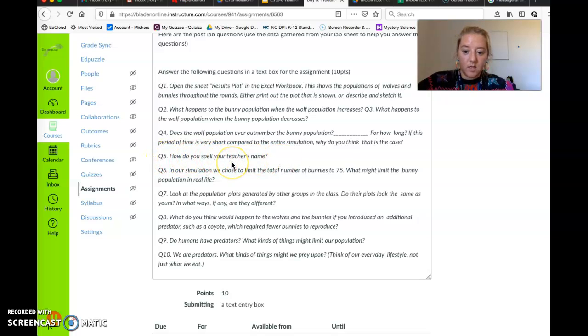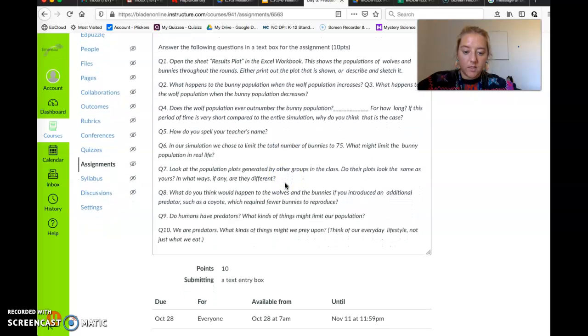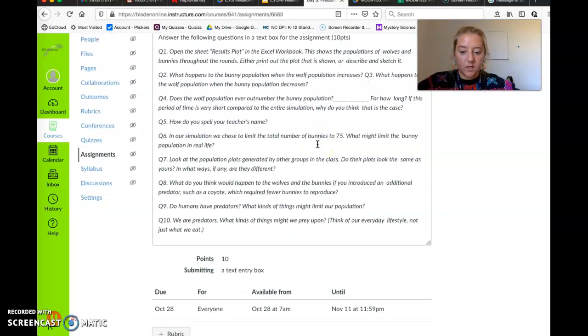Question 6, in this simulation, we choose to limit the total number of bunnies to 75. What might be limiting the bunny population in real life? Why can't the bunnies just grow exponentially? Look at the population plot generated. Does the plot... we're not going to do 7.